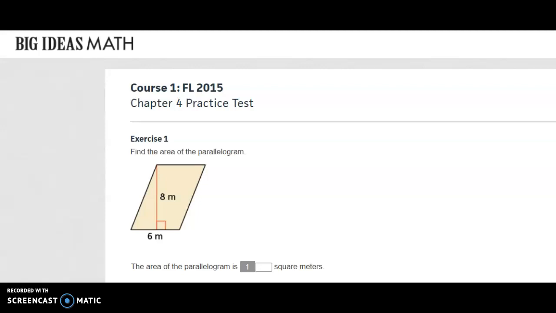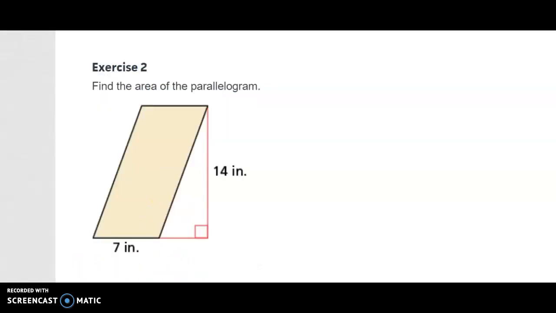We are on Course 1, Chapter 4, Practice Test. It says to find the area of a parallelogram. I know how to do the area of a parallelogram because that triangle right here, if I lifted it up and put it right here, it would make a perfect rectangle. So all I do is take my length times my width, or in this case, height times base, and I get my answer. Exercise 2, we're looking at inches.